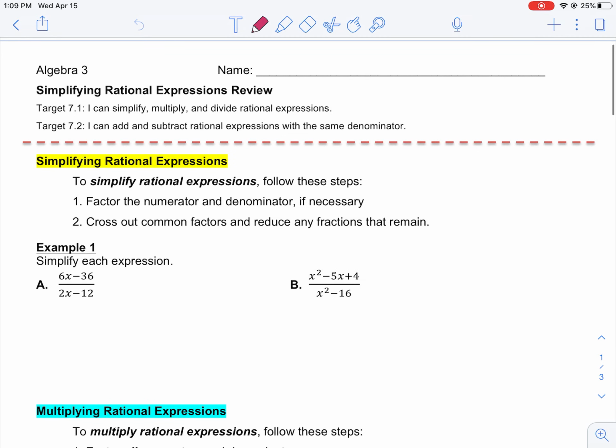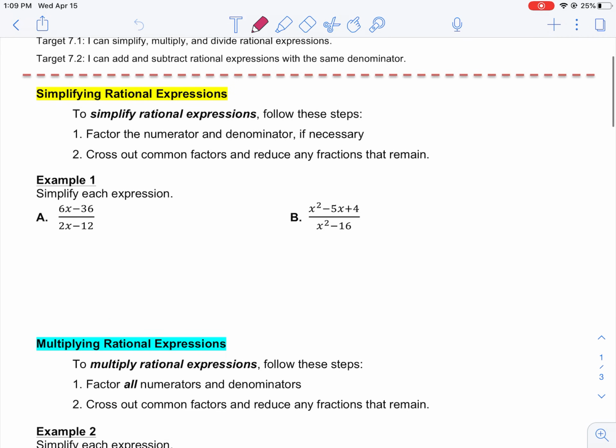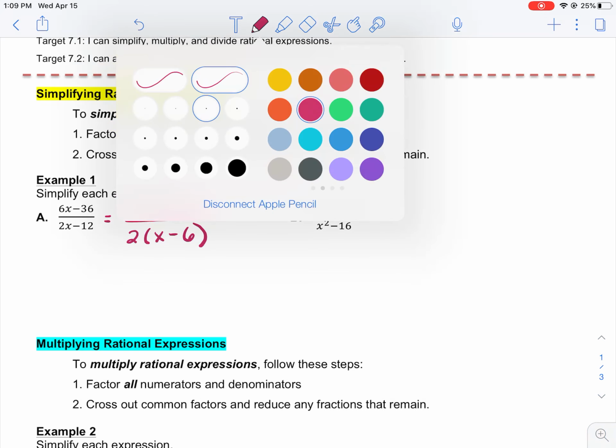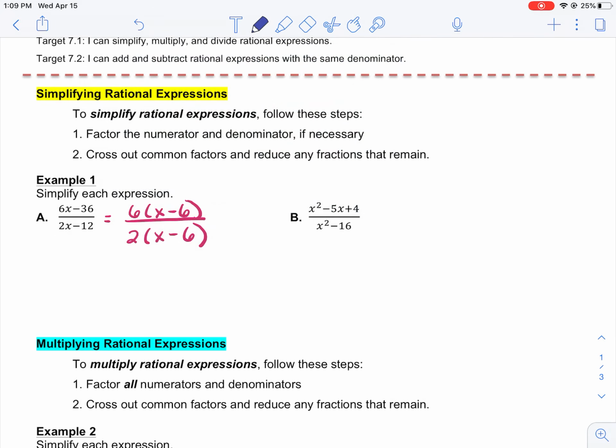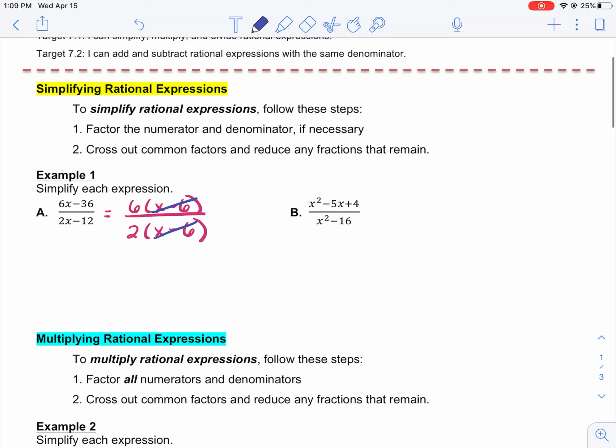Okay, so in this first set of problems, the first problem, if we want to simplify, to factor the numerator, we're going to take out a GCF of 6, and we're left with x minus 6. And then for the denominator, we're going to take out a 2, and we're left with x minus 6. And so when we simplify, after we factor, we usually have at least one or two common factors. So in this case, we can cross out the x minus 6, and then we have 6 divided by 2, and so the answer is 3.